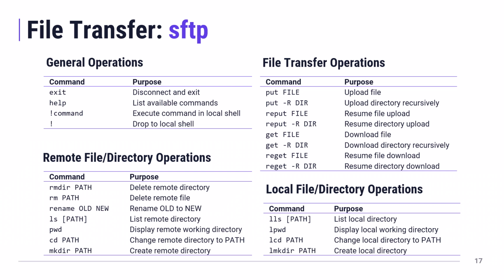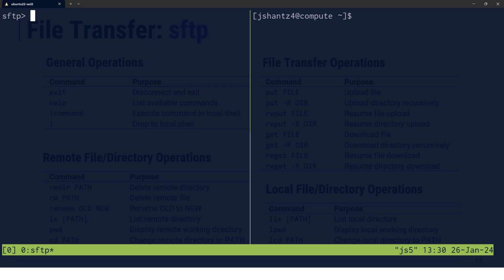Now, to upload a file to the server, I can use the put command. If I'm uploading a file, I'll just say put and then the file name. If I'm uploading a directory, it's going to be put -R and then the directory name, and that's going to do a recursive upload. So let's give this a shot.